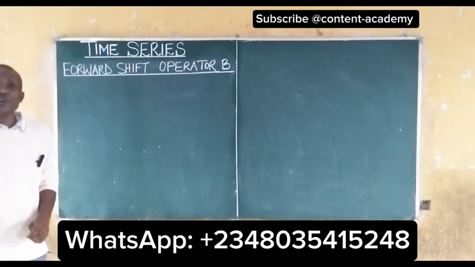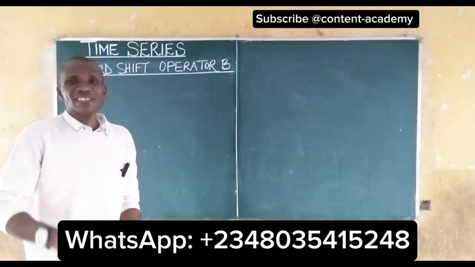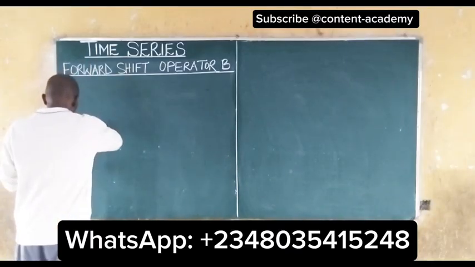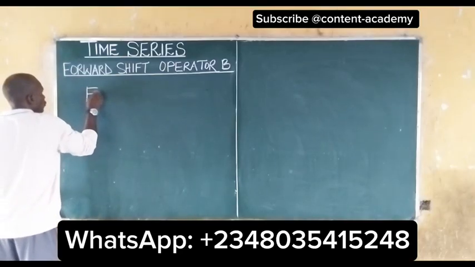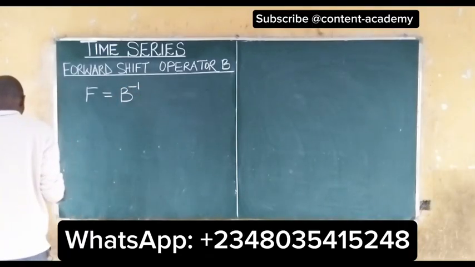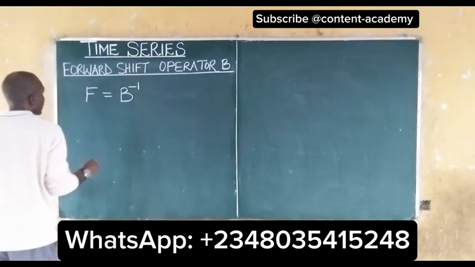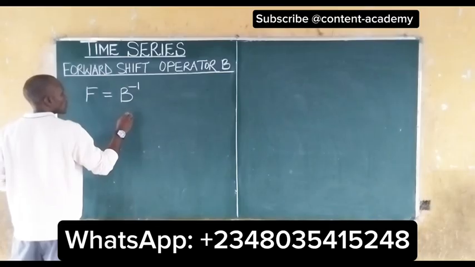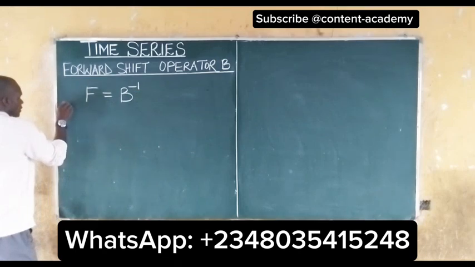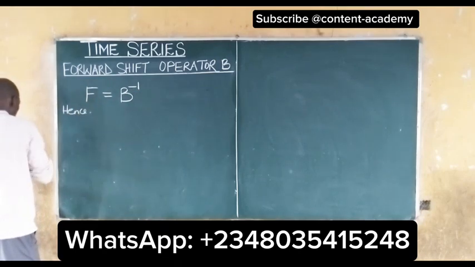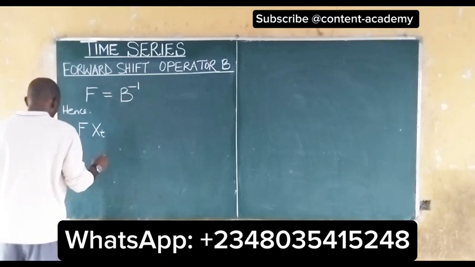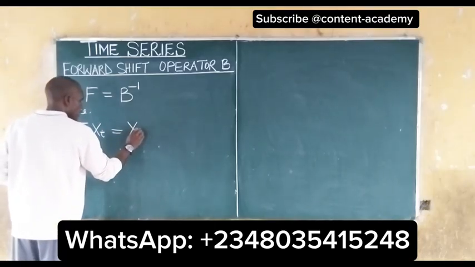So the forward shift operator is used to perform the inverse operation in time series analysis. The forward shift operator is given as F equal to B raised to the power of negative 1. Then we can write the forward shift operator of Xt is equal to Xt plus 1.